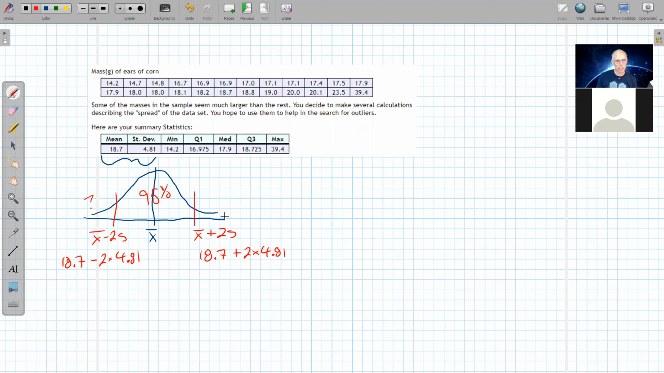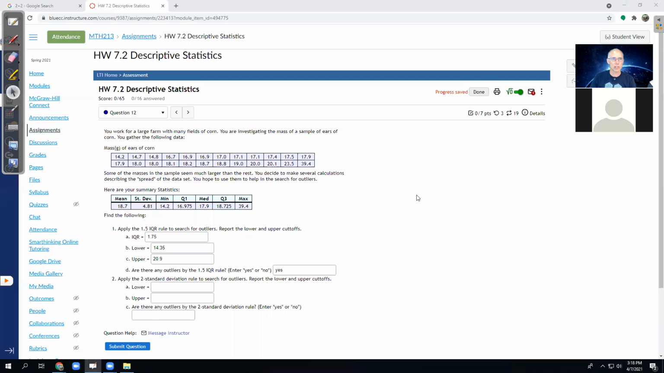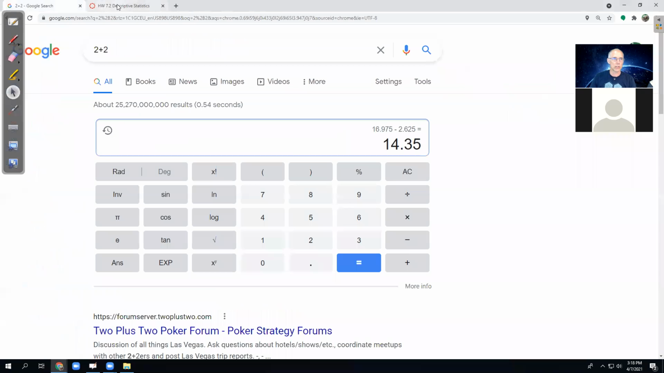That's the unusual range on that side. Are there any numbers greater than this right here? That's the unusual set of numbers on that side. So the IQR rule and the STD rule don't always agree, but for the more extreme values, they will. And it just depends on the data set. Every data set's different. So, calculator.